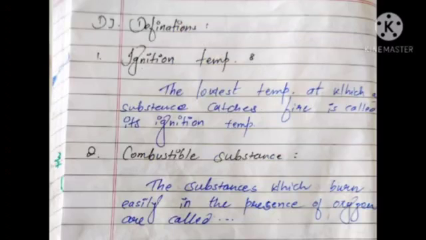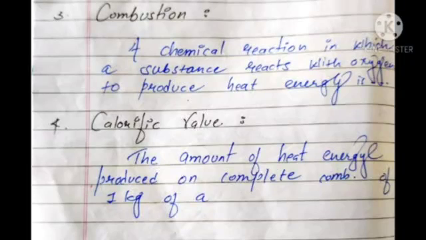Now talking about definitions. The first one is ignition temperature. The lowest temperature at which a substance catches fire is called its ignition temperature. Second one is combustible substance. The substances which burn easily in the presence of oxygen are called combustible substances. Third one is combustion. A chemical reaction in which a substance reacts with oxygen to produce heat energy is called combustion. Fourth one is calorific value. The amount of heat energy produced on complete combustion of 1 kg of a substance is called calorific value.